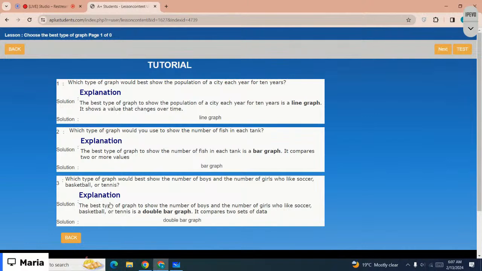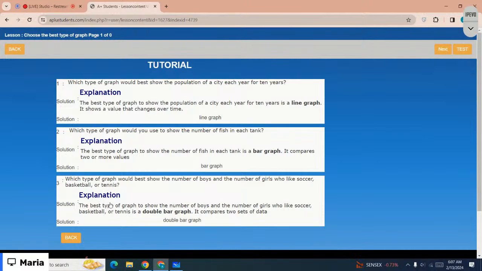Whenever the values change over time, right? You have to represent the data over time. You always use the line graph, right? The best type of graph to show the population of a city each year for 10 years is a line graph. It shows a value that changes over time. So whenever you have to represent the data over time, always use the line graph, right?